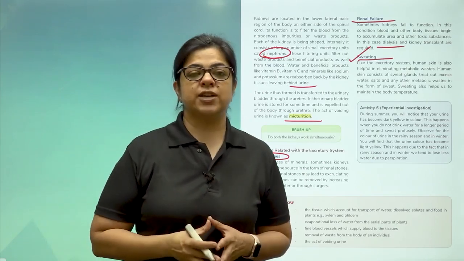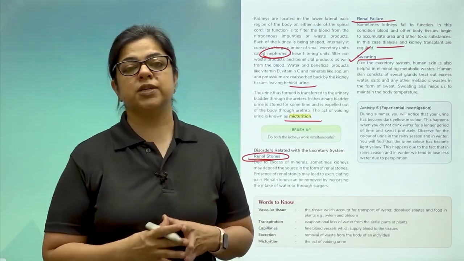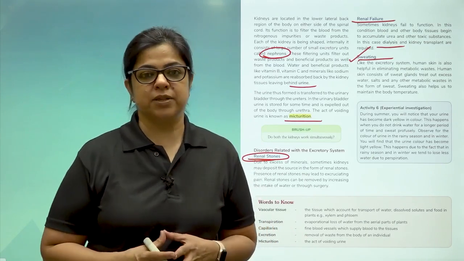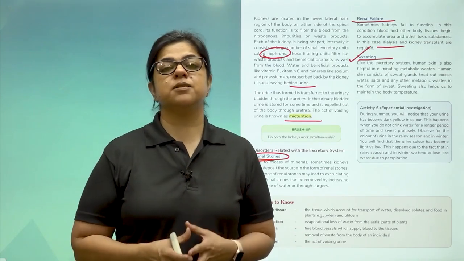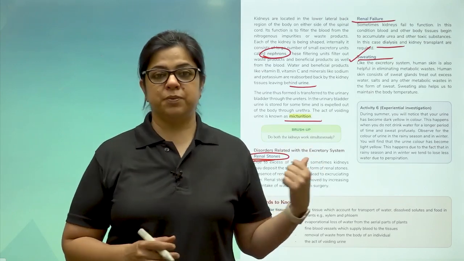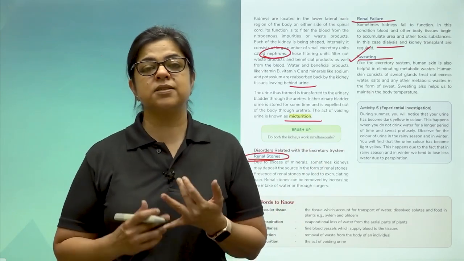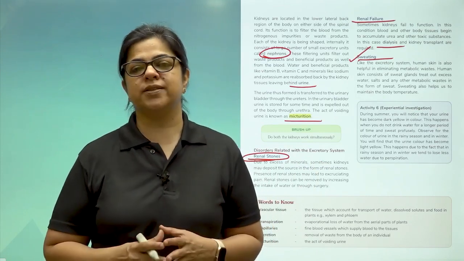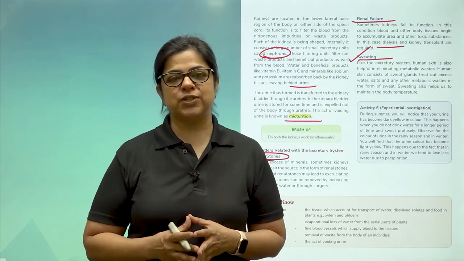So children, in this chapter, you have learned the transportation of different kinds of materials both in plants and in animals. You have learned the complex system of transportation in human beings, which includes the circulatory system and the excretory system. I hope you have thoroughly enjoyed the chapter and are ready to do the questions at the back.